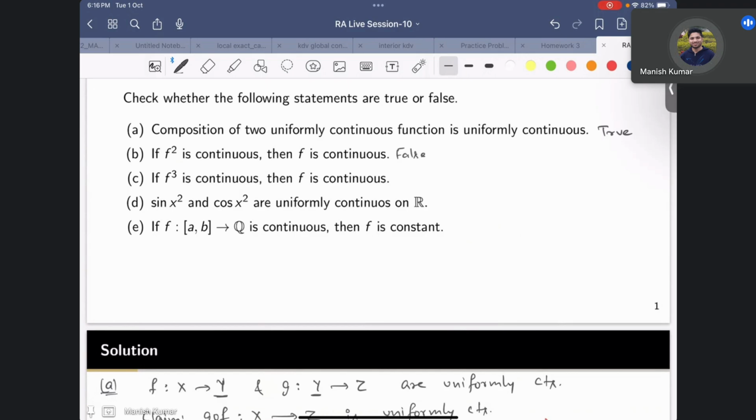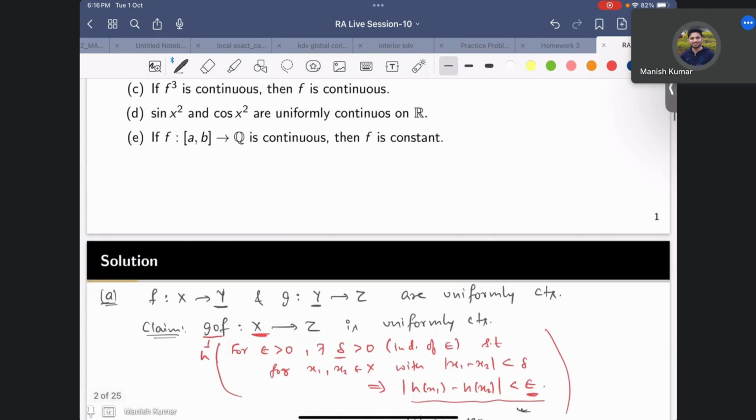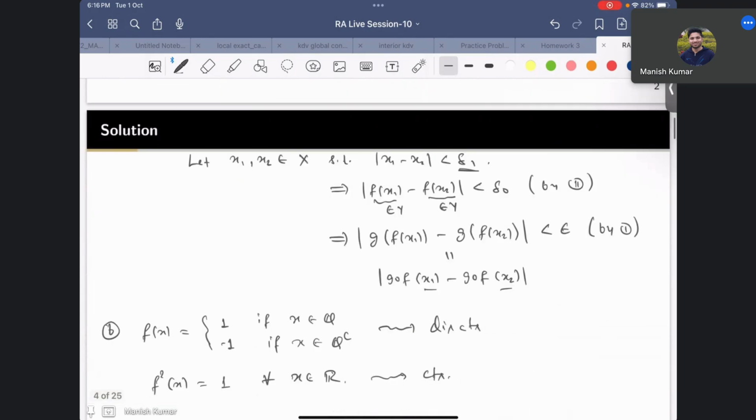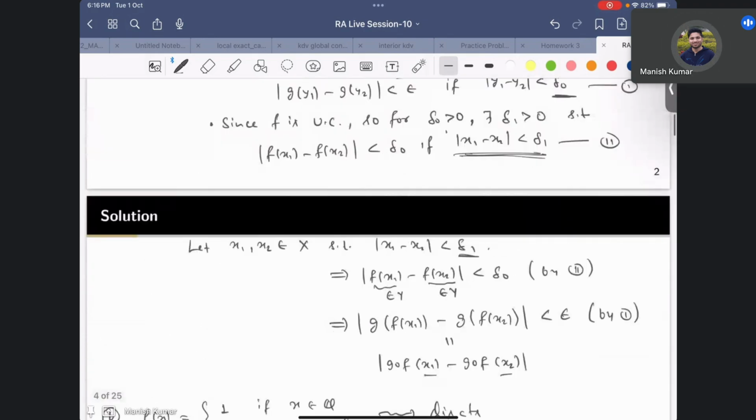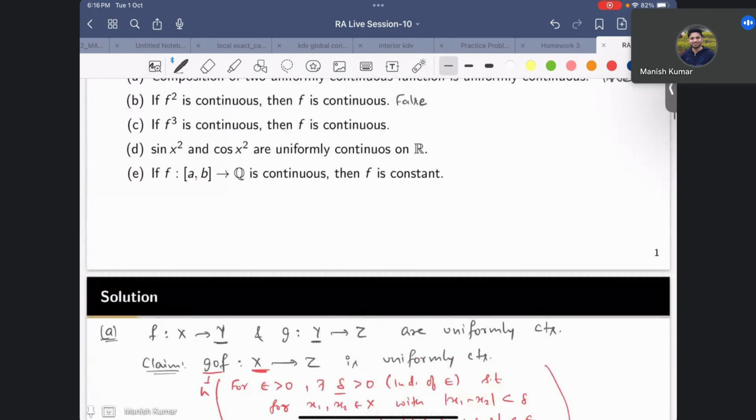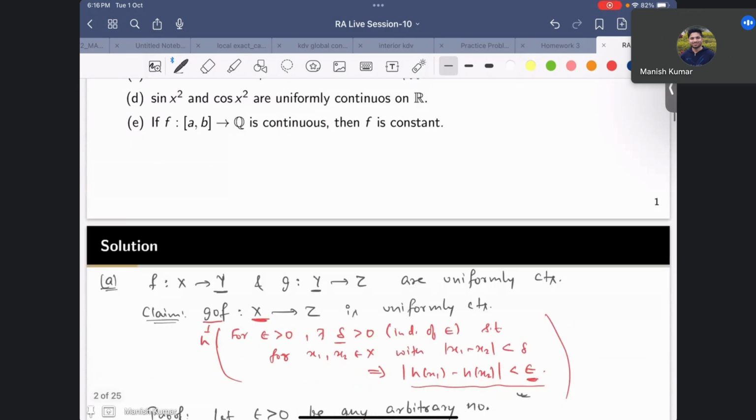Okay, now let's come to the third one: if f cube is continuous, can you say that f is continuous? This is quite interesting, and here you can use the composition idea. So this is true, so I'll just prove this. The proof goes like this.